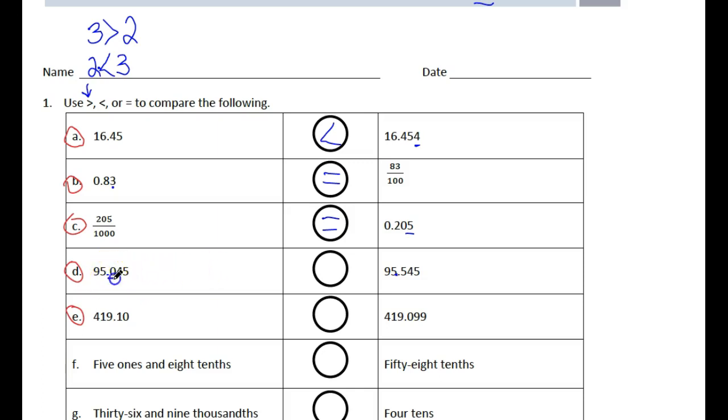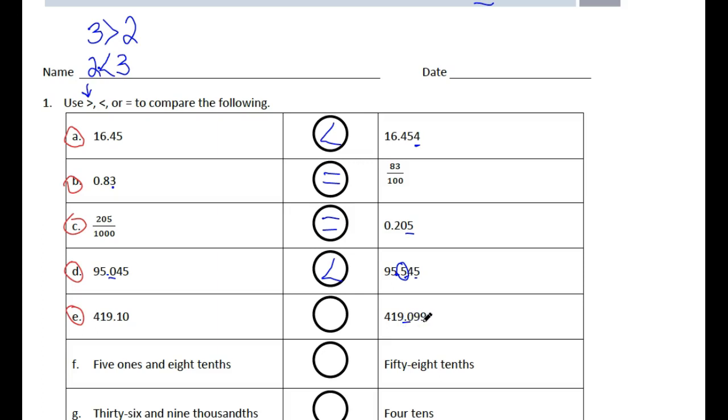This has nothing in the tenths place. This one has a 4 and a 5 in the hundredths and the thousandths, and that matches this. But it has this added value right here of a 5 in the tenths place. Therefore, it's worth more than this one, which has nothing over there. This one right here does have a number in the tenths place, and this one doesn't.